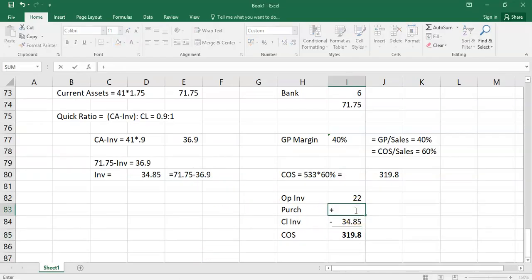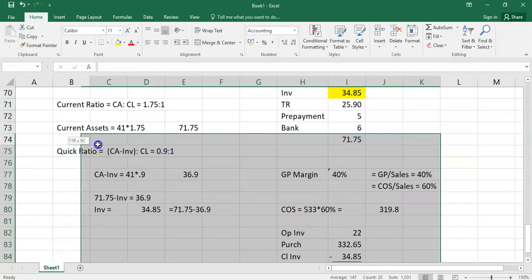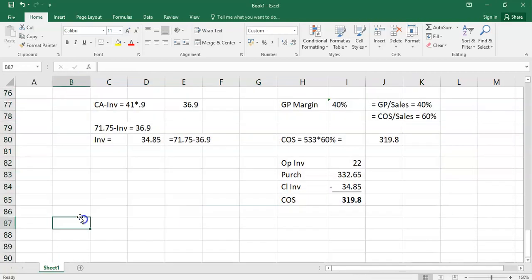So that means my purchases must be 319.8 minus the 22 and add back the 34.85. So your purchases here are 332.65. And the reason we calculate all of those now, we're going to need those to calculate our working capital cycle. So your first 5 marks are figuring the unknowns. And that means the investment in working capital.